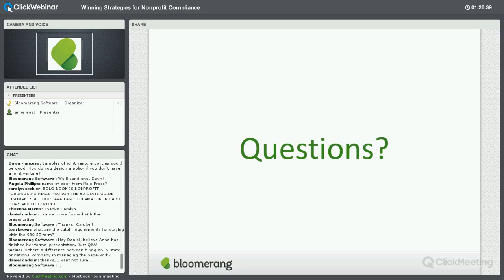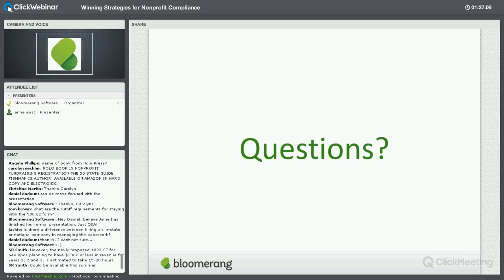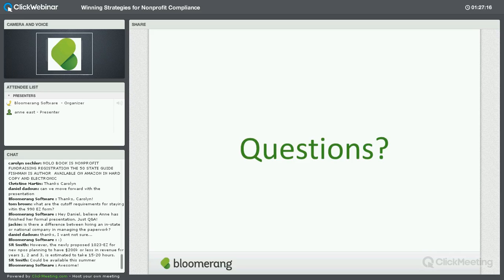A question that kind of dovetails out of that: she's wondering, is there a difference between hiring an in-state company versus an out-of-state company to do all that for you? Does it matter? Are there any special considerations? Do you have to work with someone in-state? No, we have clients in all 50 states, and we also have clients in Mexico and Canada. So we work with everyone. I would say if you're going to hire someone to come in and raise funds for you, and they're out of state, that fundraiser needs to be registered in their home state, but they may also have to be registered in your state.